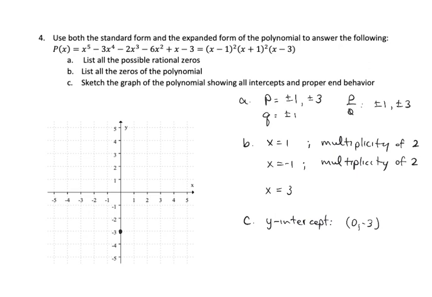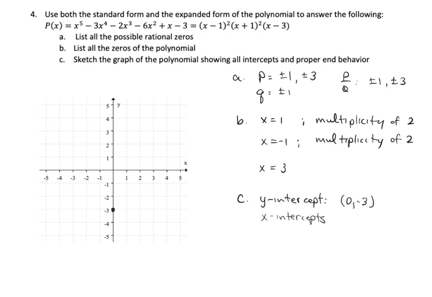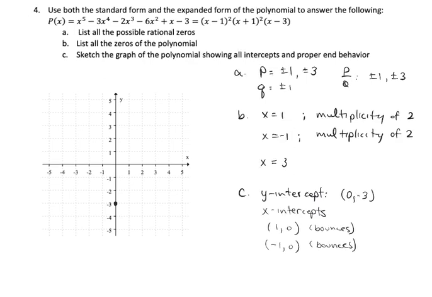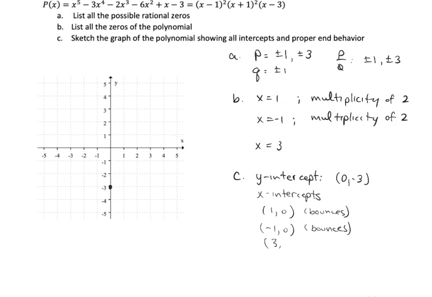We have x-intercepts. We have 1, 0, that bounces because its multiplicity is even. We have negative 1, 0, which also bounces because it has multiplicity that's even. And then we have 3, 0. That one crosses because the multiplicity is odd.